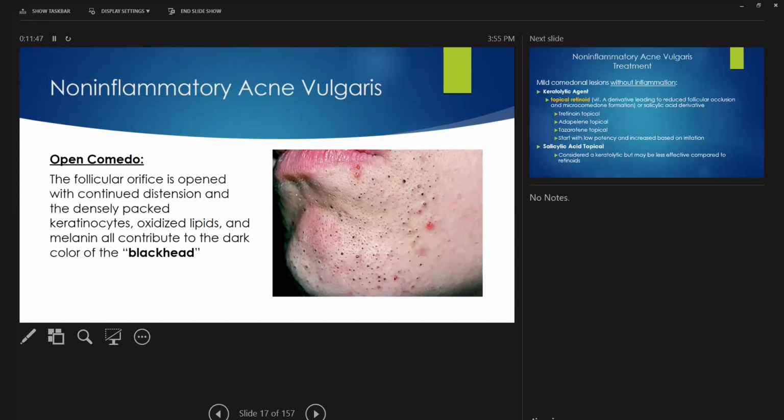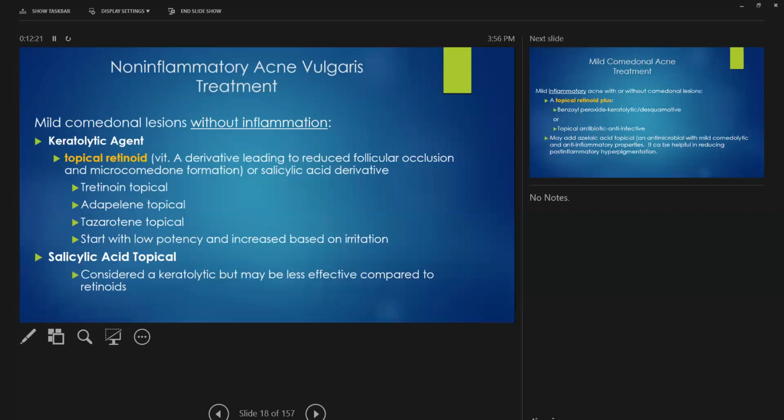The open comedone is also considered non-inflammatory. As you can see, there's not a lot of surrounding redness and inflammation. So the follicular orifice is open and continues to get packed with keratin, oxidized lipids, and melanin, and it tends to look this dark black color, and these are called blackheads. So you've got your whiteheads and your blackheads.